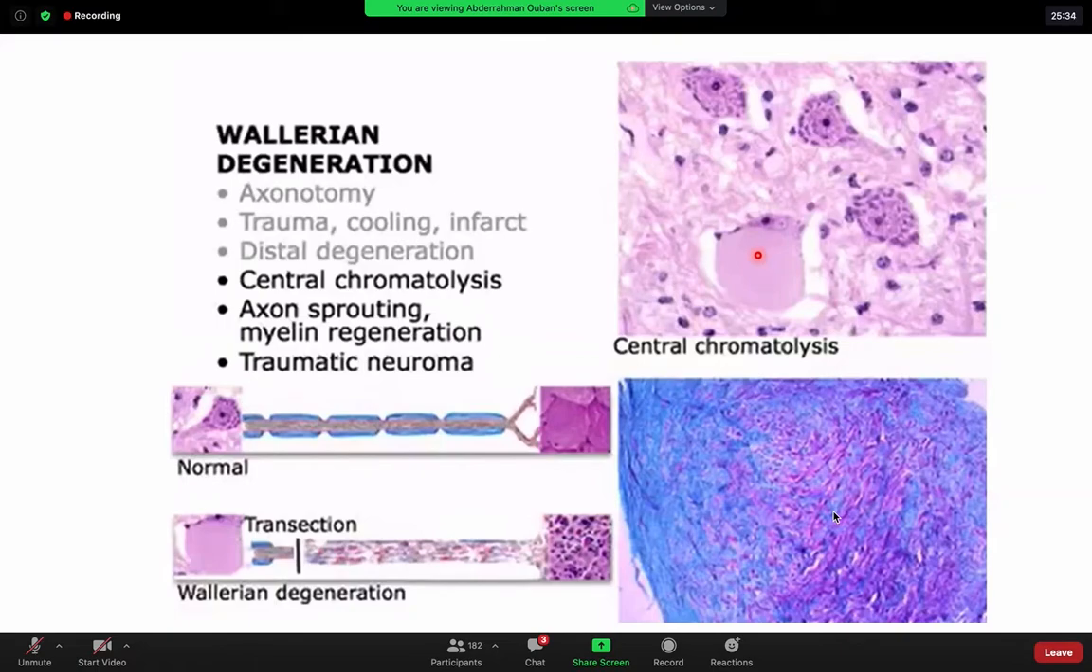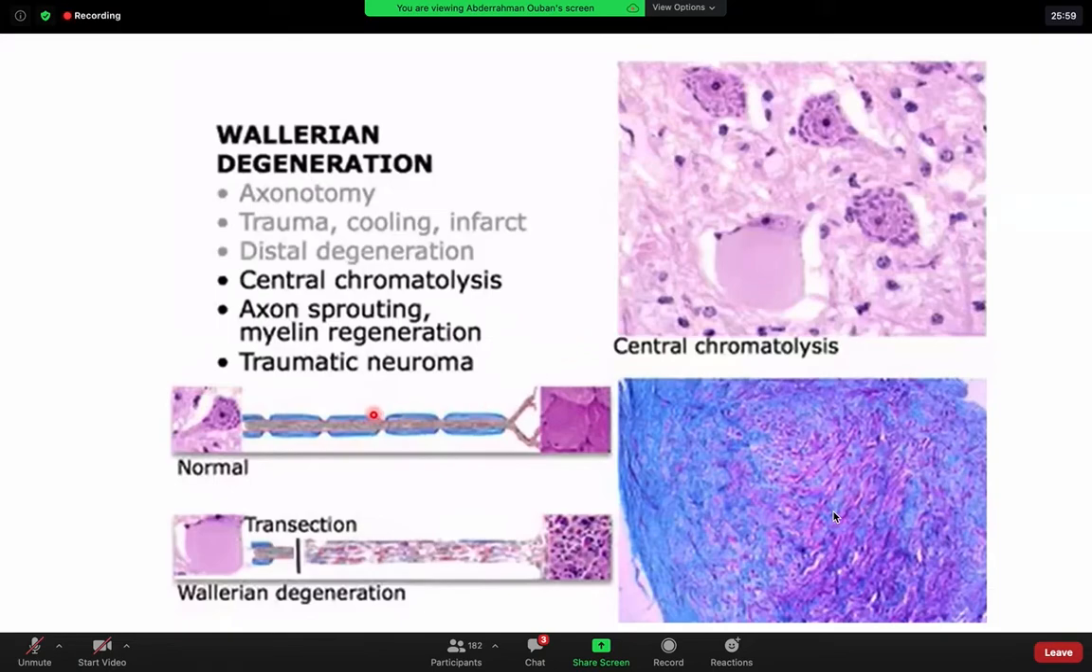Even though the name itself may imply otherwise, central chromatolysis, what's happening here is that actually the rough endoplasmic reticulum is simply working overtime to produce protein that is going to be made for the recovery of the transected axon.